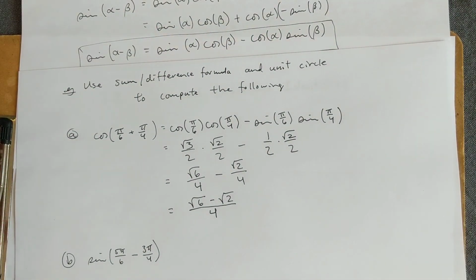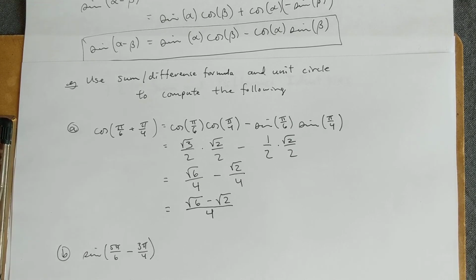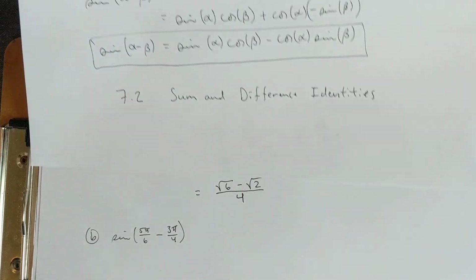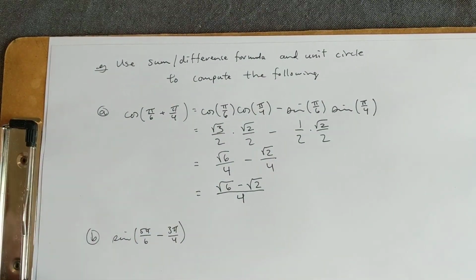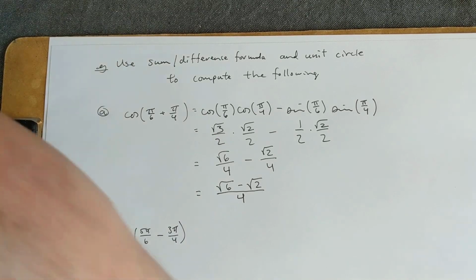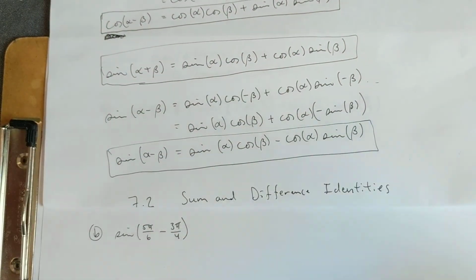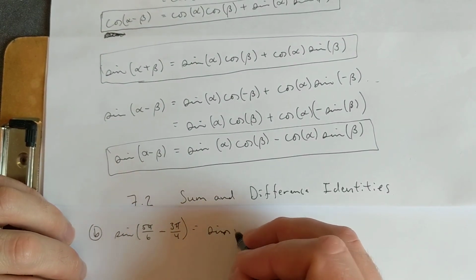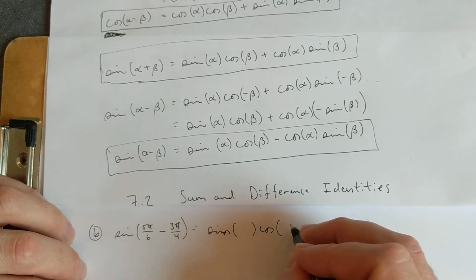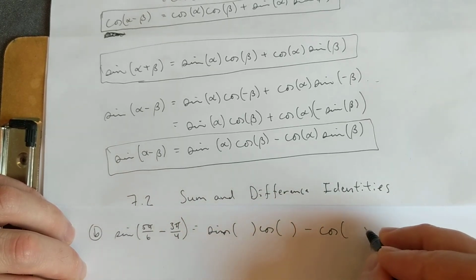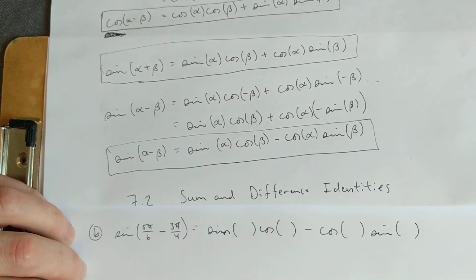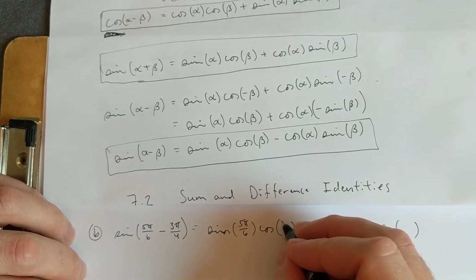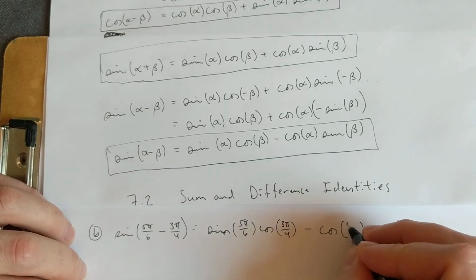All right. And then the second one is a difference using sines. So we're going to go to the sine difference formula. So notice it's going to go sine of the first thing, cosine of the second thing, minus cosine of the first thing, sine of the second thing. And those things are alpha is 5 pi over 6, and beta is 3 pi over 4.